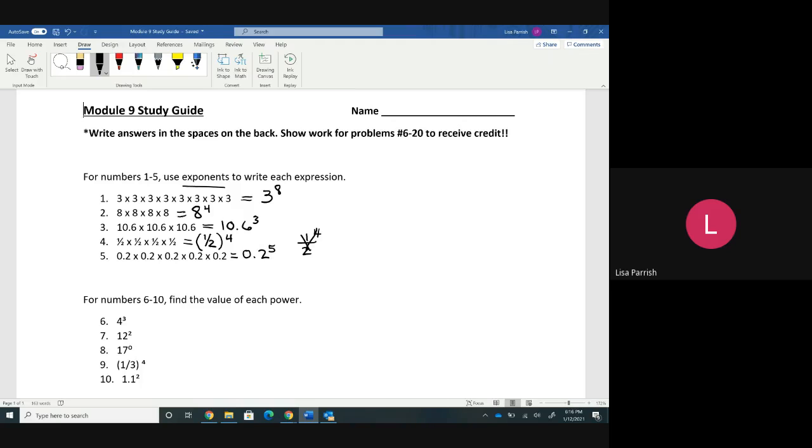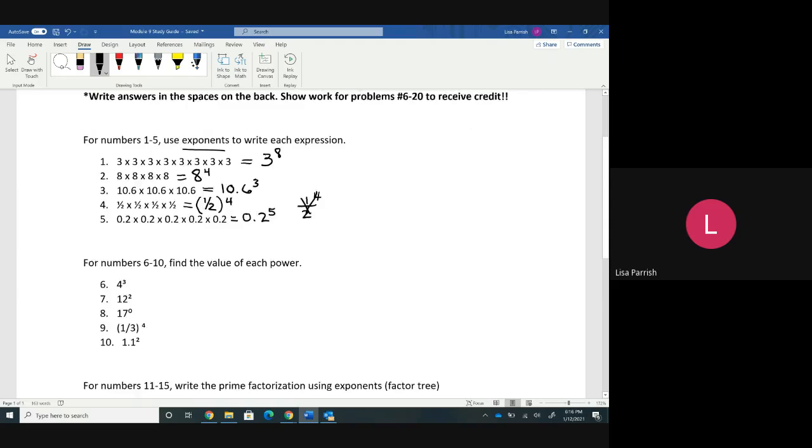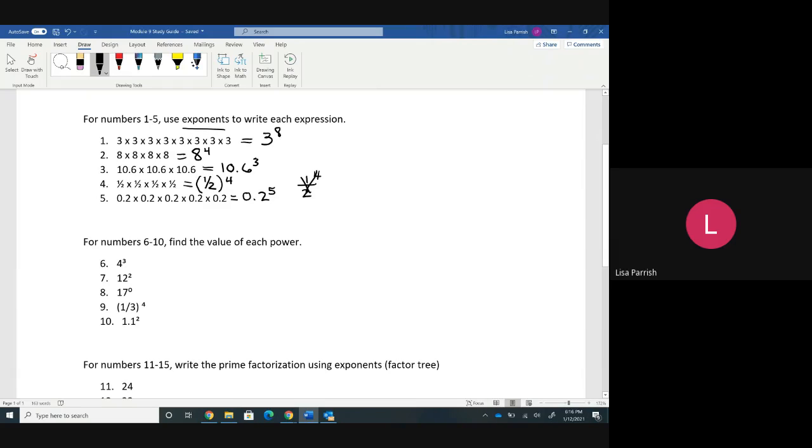Whatever number is being multiplied times itself, whether it's a whole number, a decimal, or a fraction, that will be your base. And then your exponent is just simply how many times it has been multiplied times itself. Okay, so don't be intimidated by a decimal or fraction. You're going to write it down the same way as you did the whole numbers.